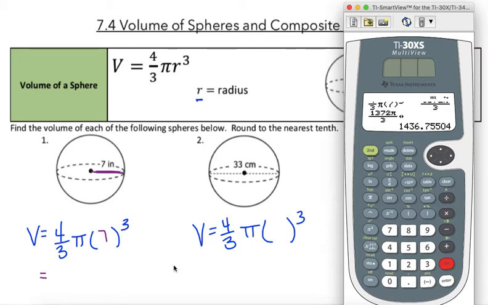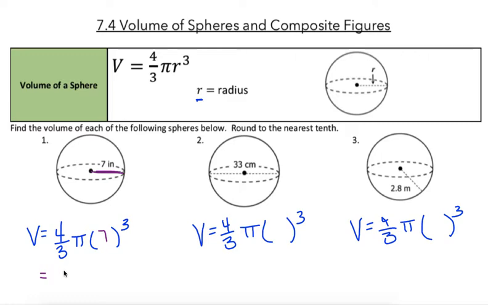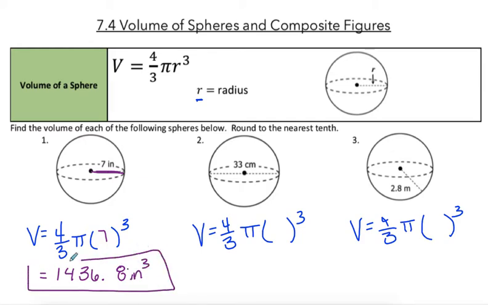So I get 1,436 point, okay, that 5 is going to bump up the 7 to an 8. So 1,436.8 inches cubed for my total volume.